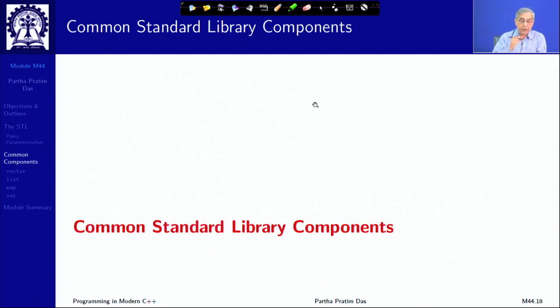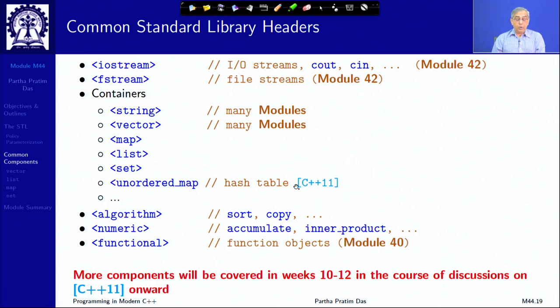Okay. So, with that let us take a look at the common standard library components. This is just a very small part of the C++ standard library, but it is also a fact that possibly these components will cover 80%, 90% of your common usage. IO stream, F stream we have already done. Then there are a number of containers, of which also string we have seen in multiple places, we more or less understand.